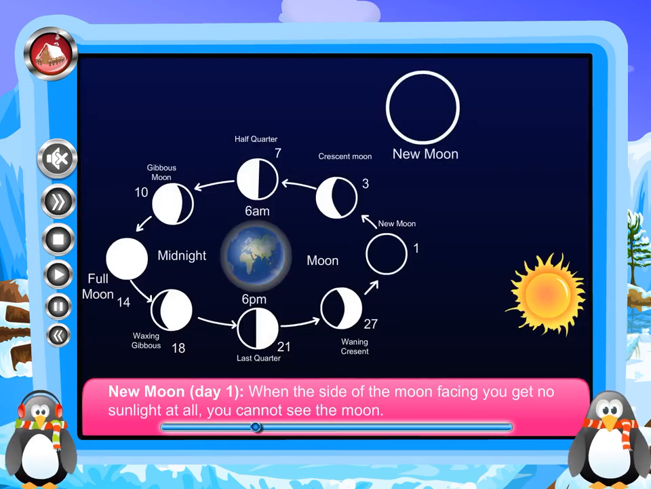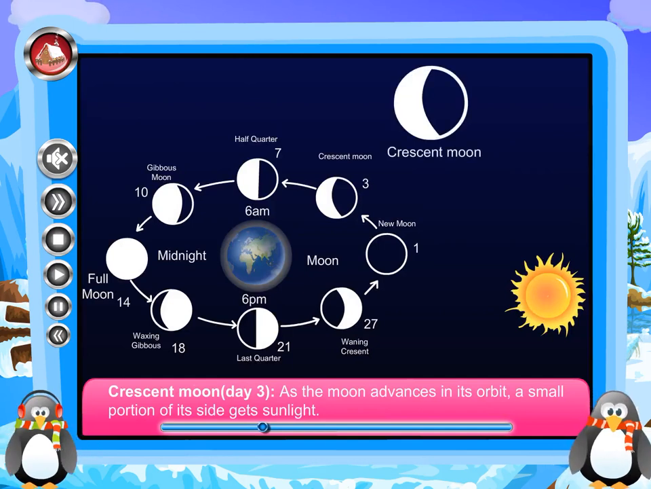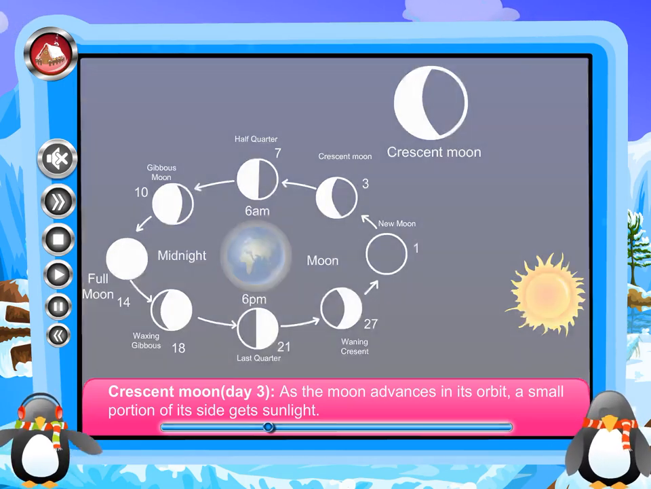New Moon, Day 1. When the side of the Moon facing you gets no sunlight at all, you cannot see the Moon. Crescent Moon, Day 3. As the Moon advances in its orbit, a small portion of its side gets sunlight.